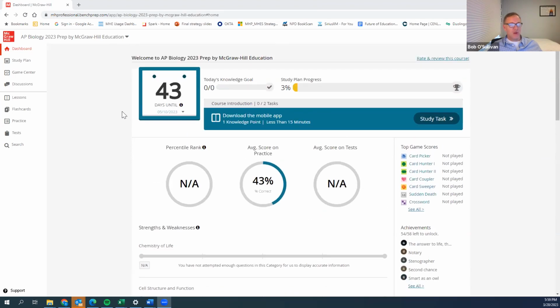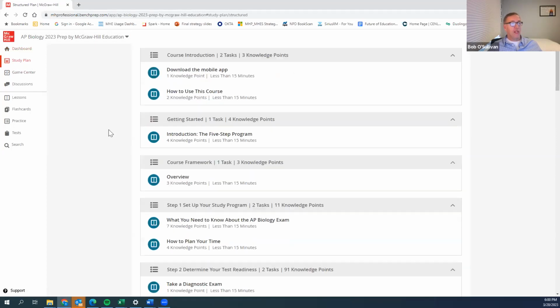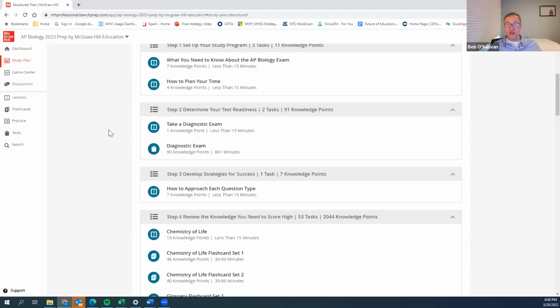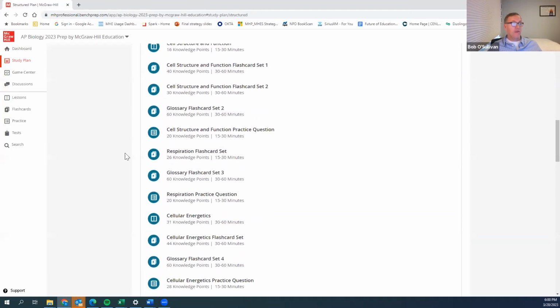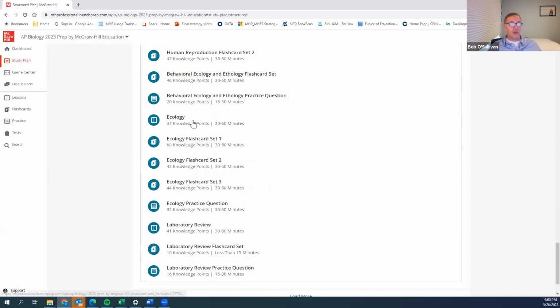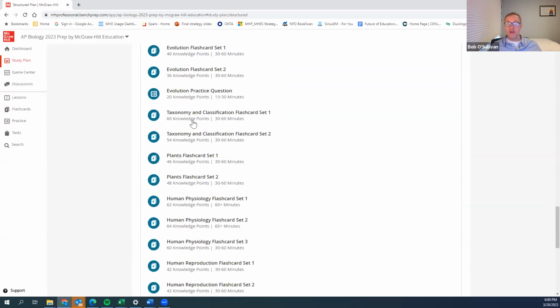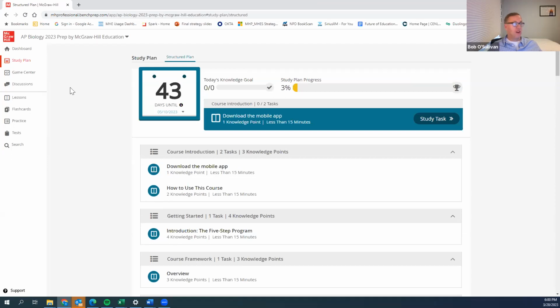So that's your dashboard. That's the main thing that you'll see first. Then just to run through a couple of the features, you've got your study plan, which is everything that's in the 5 Steps to a 5 book, just broken down. You want to look at respiration. You want to focus on cellular energetics. Everything that's in the book is here. Basically this section is a coursified version of the 5 Steps to a 5 book.